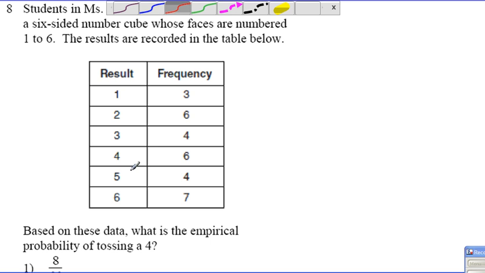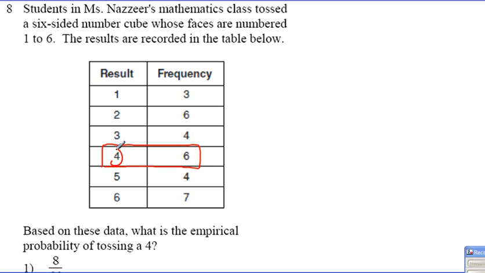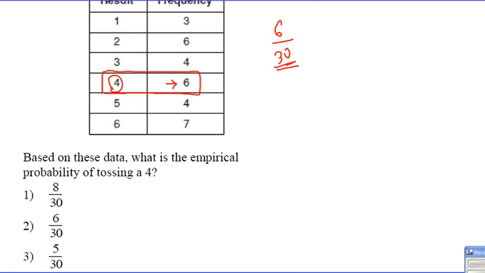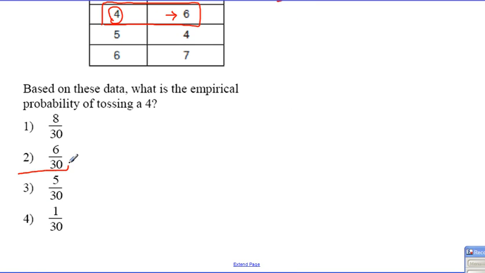Now we see that example right over here. 4 came out 6 times. Out of how many times? Let us count. Here becomes 9, including this one 13. And here it becomes 19, 23, so total 30. So we're looking at 6 out of 30 possibilities based upon our data. There it goes. Number 2 becomes our answer.